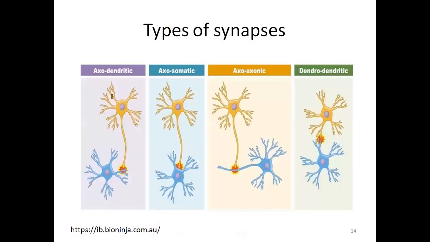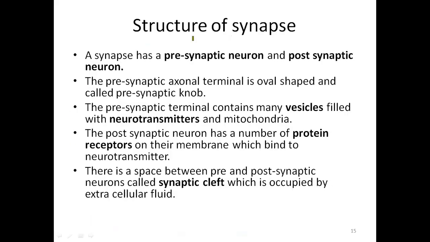So the next picture explains it better. Now see, this is axodendritic, this is dendrite, this is axon. Then synapse between axon and dendrite, synapse between axon and cyton, synapse between axon and axon, dendrite and axon. So this is the synaptic conduction. These are the types of synapses based on what is connected.